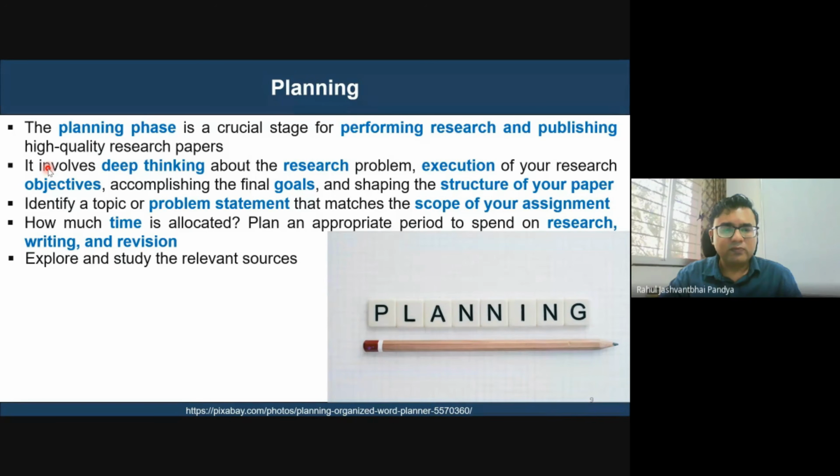So we have to start exploring and studying the relevant sources first, before we start the research, right? So we have to start acquiring the knowledge in the field. So we have to look at the relevant sources.